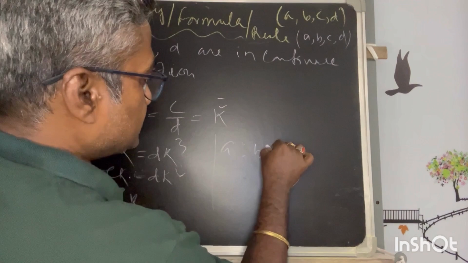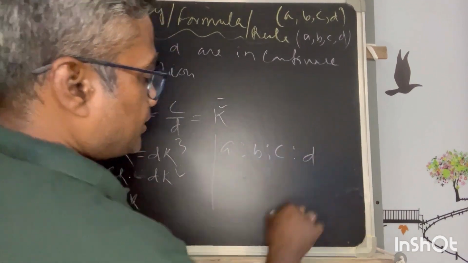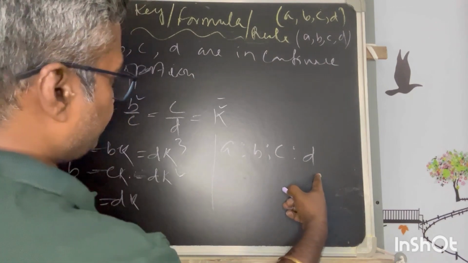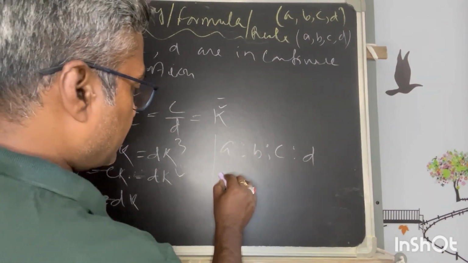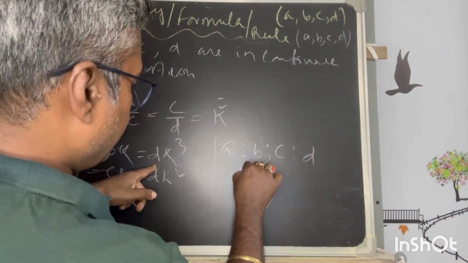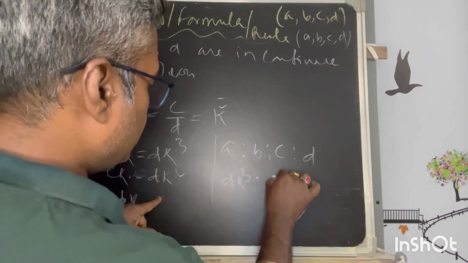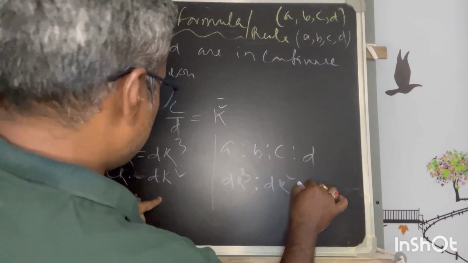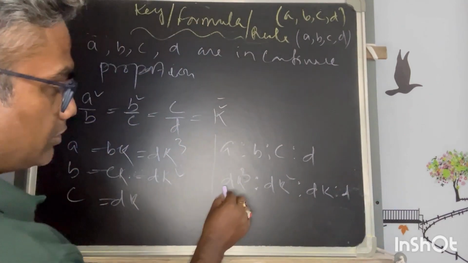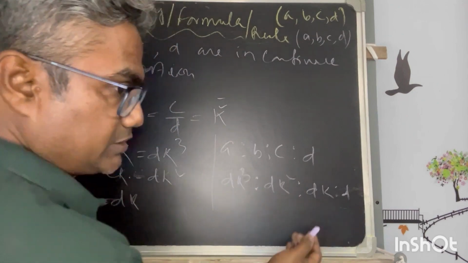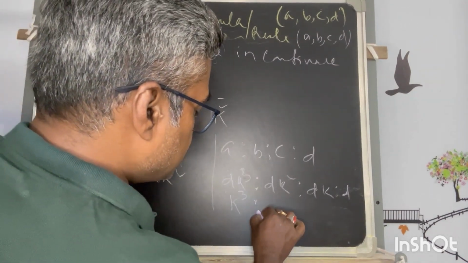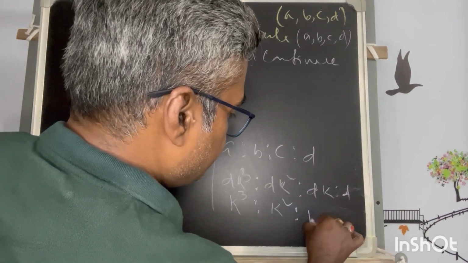And d itself is d. So if I say a is to b is to c is to d, as they are in continued proportion, we can write it as continued proportion a, b, c, d. In this form, a is equal to dk cube, b is equal to dk square, c is equal to dk, and d is equal to d itself. So everywhere d is multiplied, so d is not giving any contribution to the relation.